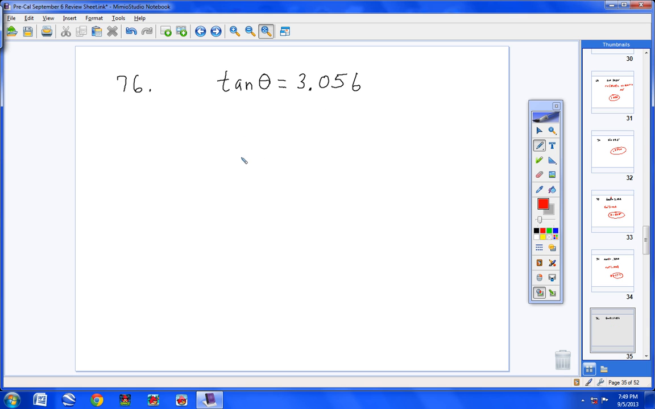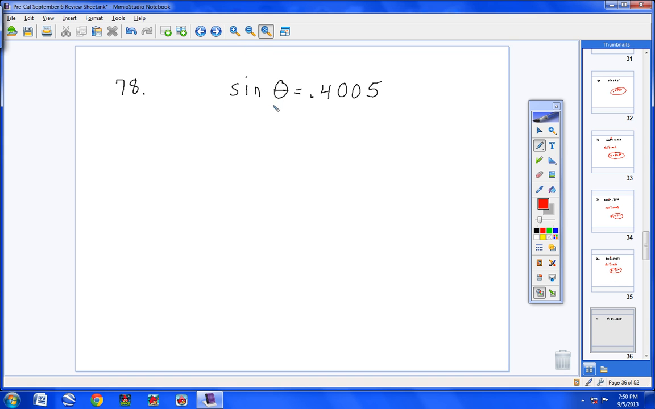All right, number 76, the tangent of an angle that gives you 3.056. We're looking for an angle. So we hit second tangent, and up pops tangent to the -1. And then in parentheses, you would type 3.056 and hit enter. And what you would get for theta for number 76 would be 71.9 degrees. So tangent of 71.9 should give you 3.056.